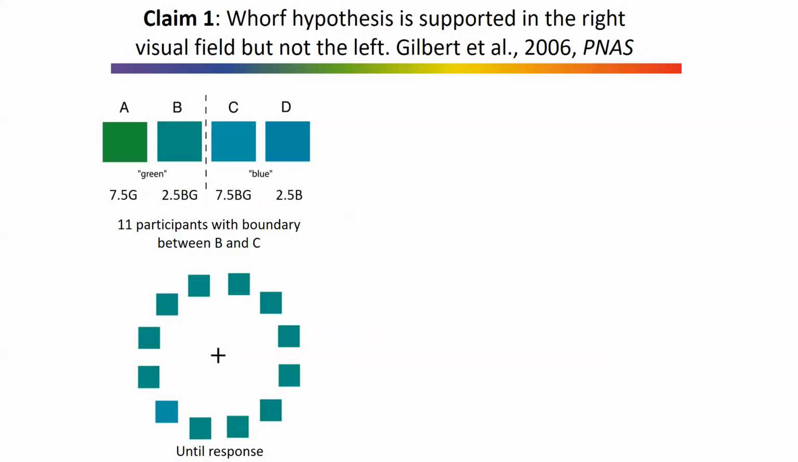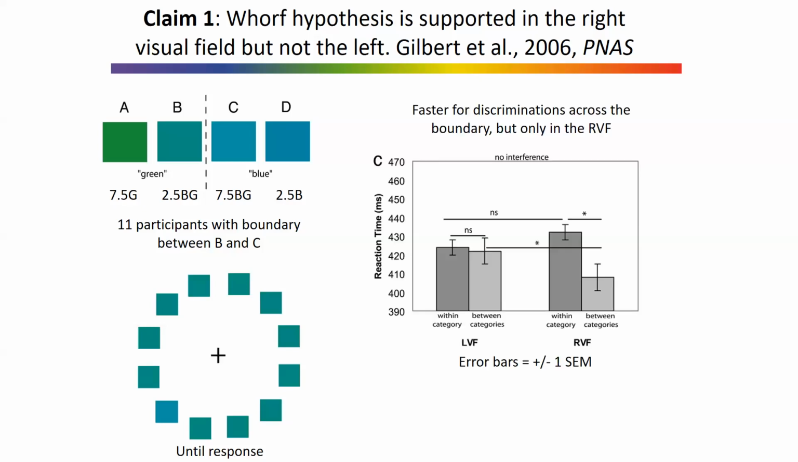So A and B would be green, C and D would be blue, but colors B and C cross this boundary. And then participants are simply doing a visual search task in which, let's say, A is the target, B is the distractor, and so forth. And we look at their reaction times. And when we compare the reaction times when it's within the category, which would mean A, B, or C, D, compared to when it's between the category, you can see from this graph that between category, there is an advantage in the right visual field, but not in the left visual field.